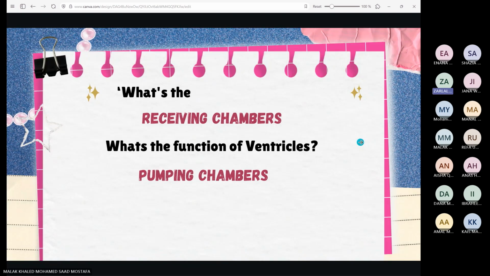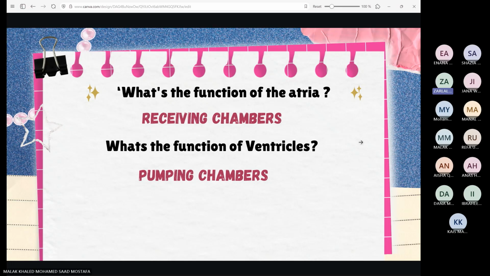The functions of the atria and ventricles, I'm sure you're all familiar with. Atria are receiving chambers, ventricles are pumping chambers, and based on these functions, their structures are different. So next slide.